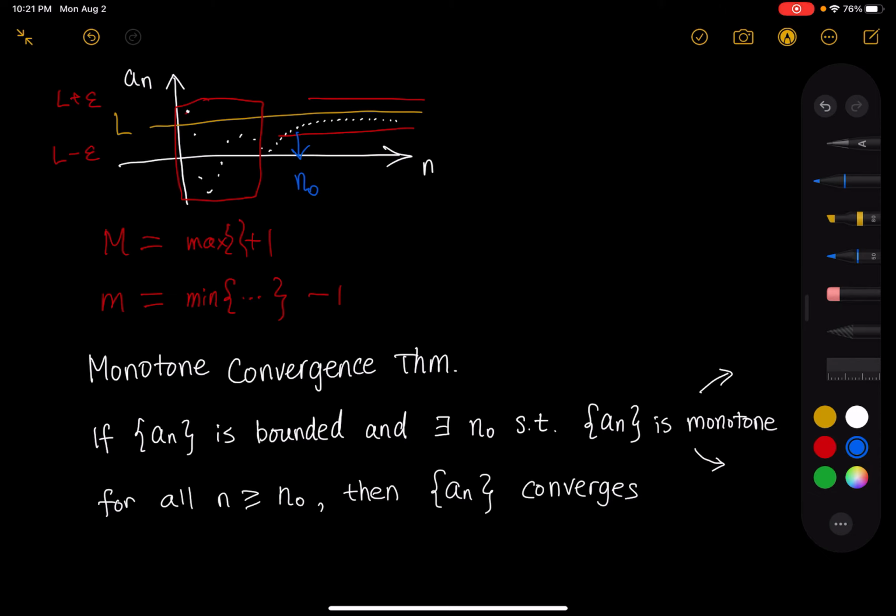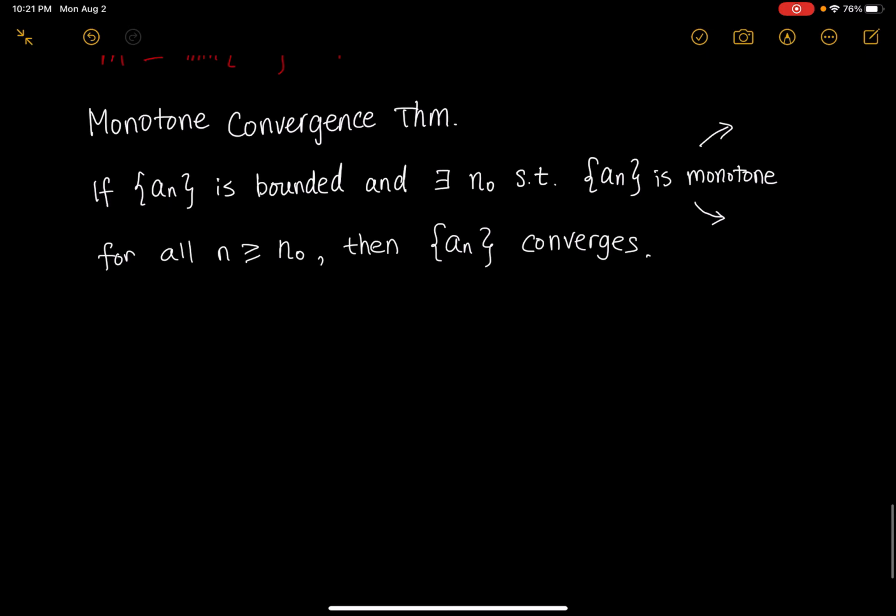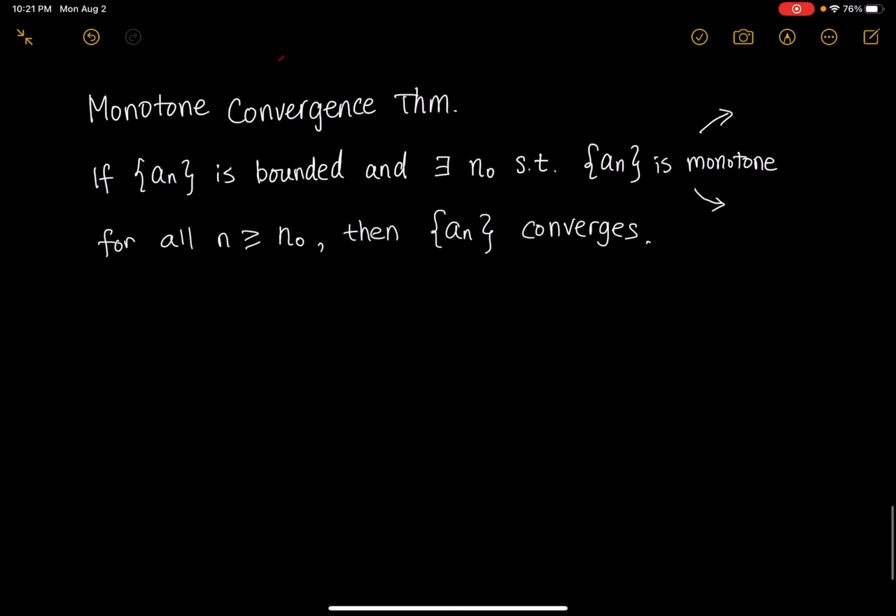Then we can prove that the sequence converges. And the proof is harder. Again, you will learn it in advanced calculus if you take that class. So we just need to understand the theorem and be able to apply it.